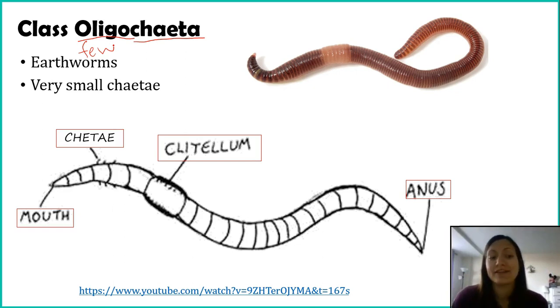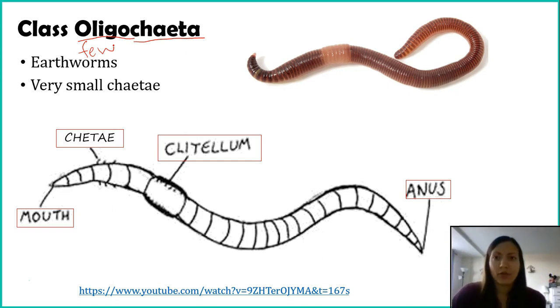Now here I actually have a diagram of an earthworm that I do want you to draw in your notes and also to label, mainly because you've seen earthworms before, and it's kind of cool just to know a little bit more about them.